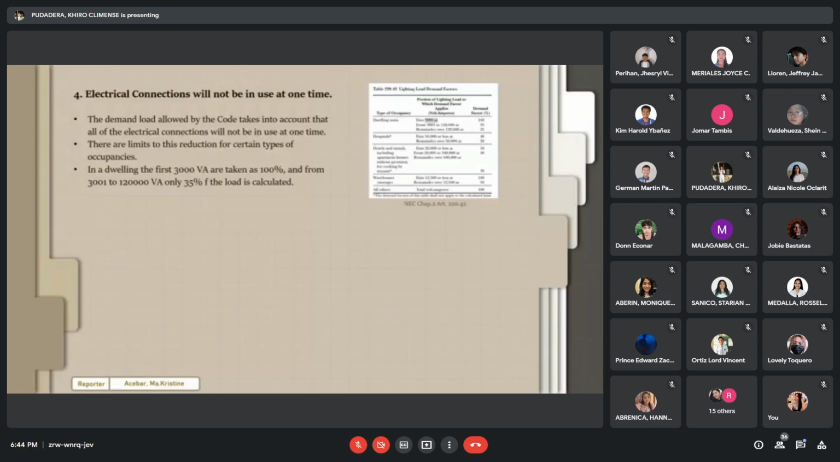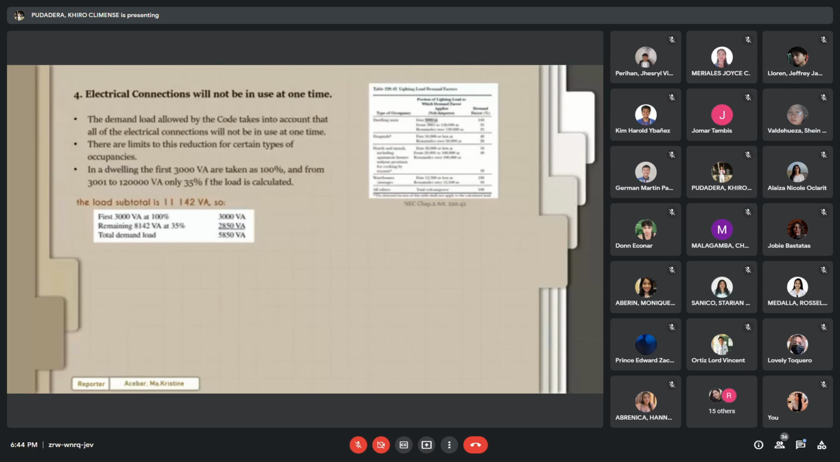In a dwelling, the first 3,000 VA are taken as 100%. And from 3,001 to 120,000 VA, only 35% of the load is calculated. For this residential system example, the subtotal is 11,142 VA. So, ang first 3,000 VA niya ang demand factor is at 100%. Then the rest will be 35%.